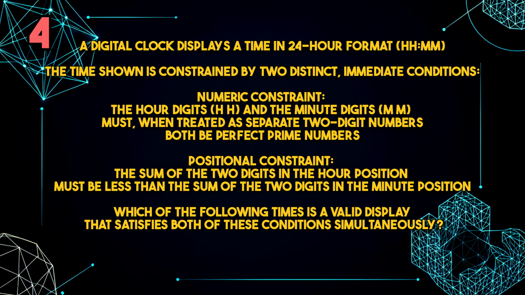A digital clock displays a time in 24-hour format, HHMM. The time shown is constrained by 2 distinct immediate conditions. Numeric constraint: the hour digits, HH, and the minute digits, MM, must, when treated as separate 2-digit numbers, both be prime numbers. Constraint: the sum of the 2 digits in the hour position must be less than the sum of the 2 digits in the minute position. Which of the following times is a valid display that satisfies both of these conditions simultaneously?